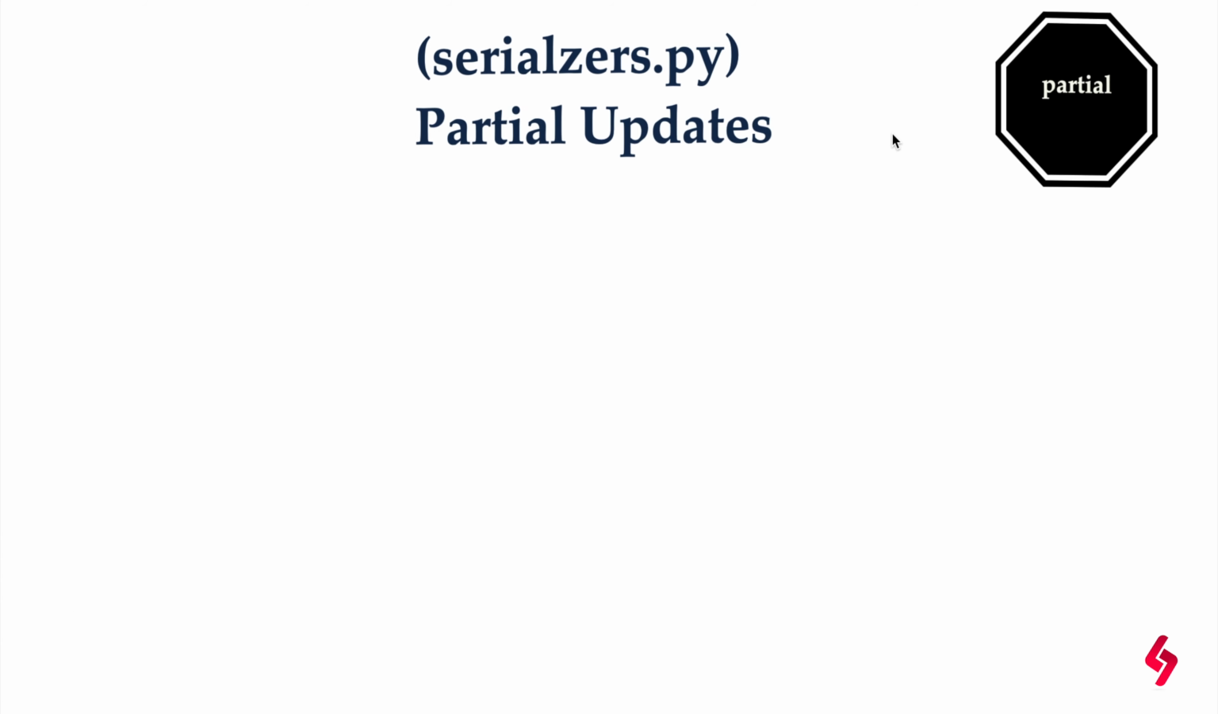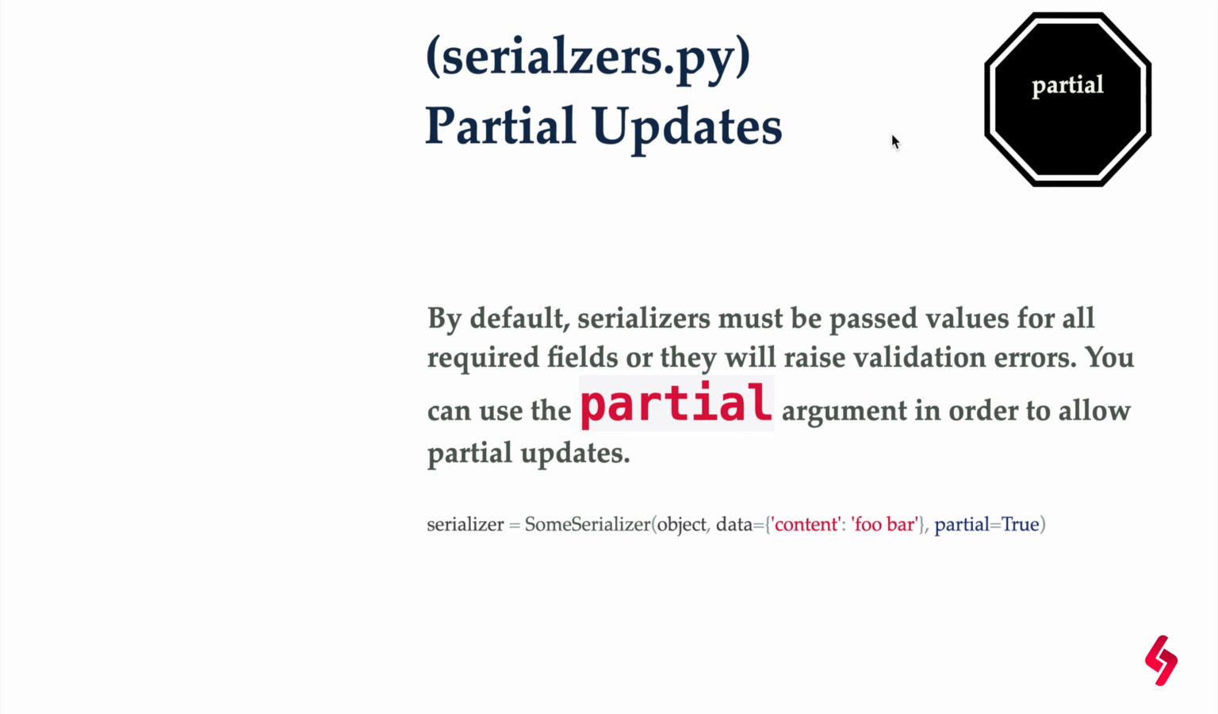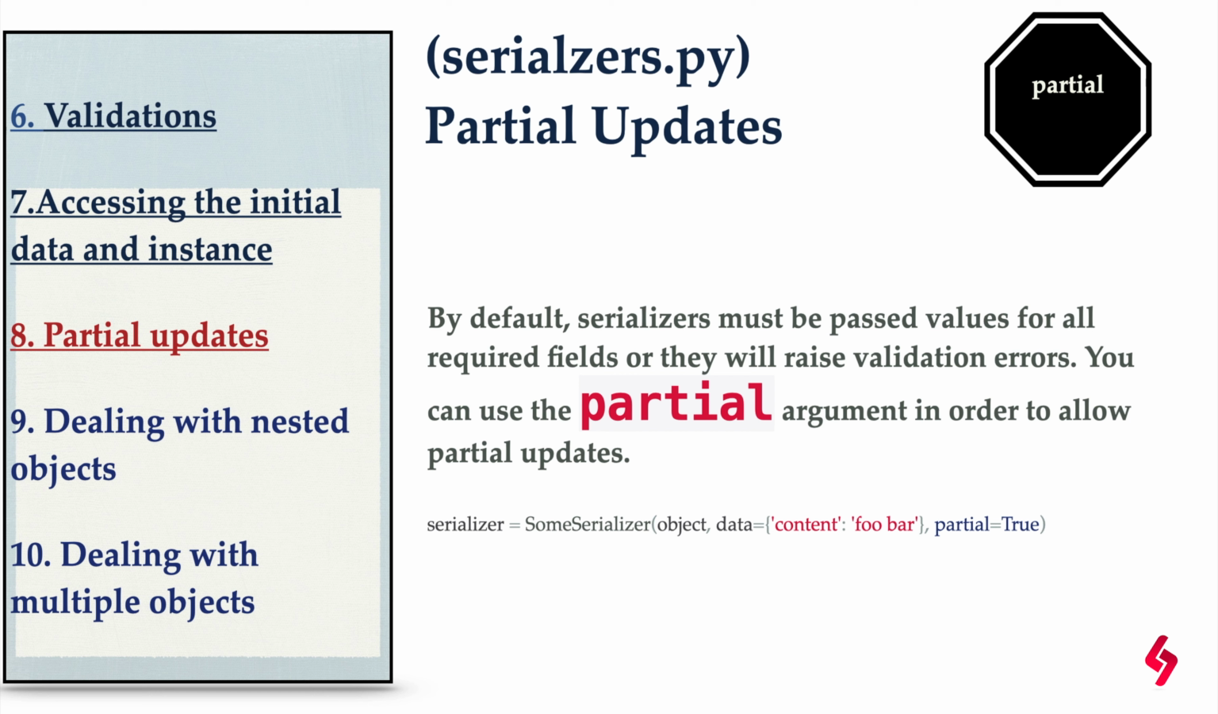Moving to the next one, partial updates. This is very important. Assume that you have some mandatory fields which you are going to serialize, but the user is not providing that information. In that case, serializers will raise validation errors.